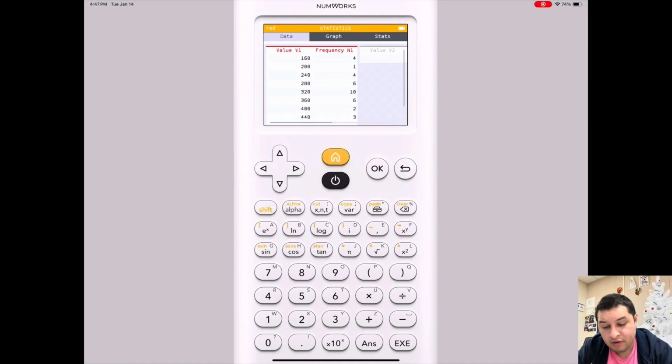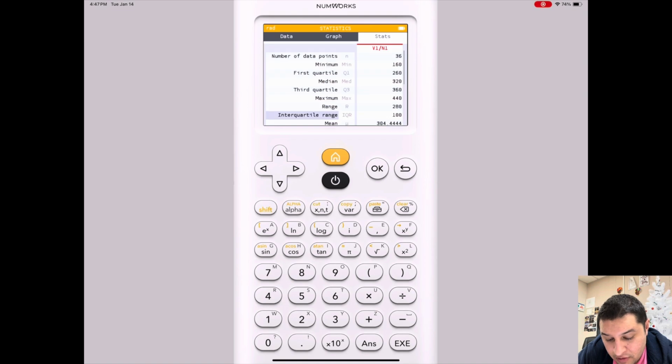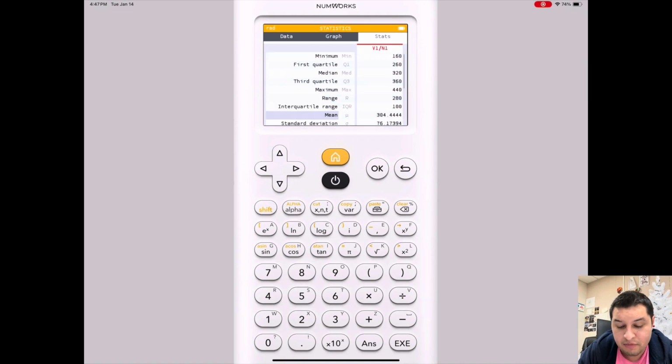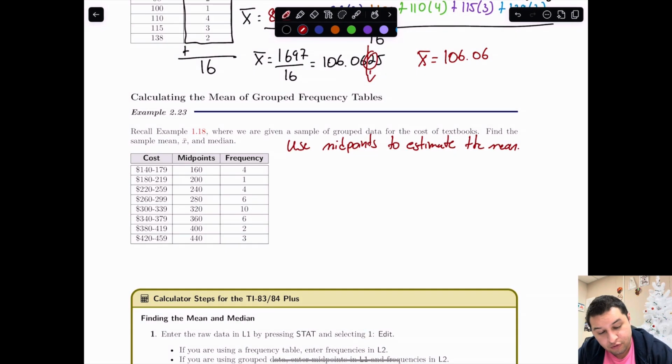All right, and now I'm going to go to stats, and stats has all of our stuff again. It has everything, and it even has our mean. If we go down, we find our minimum, quartile, all this stuff, and then we get our mean. Now you'll notice that it says the population mean because the calculator does not know if it's a sample or population. It just gives us the population because that's how it takes it. So in this case, we get 304.444.